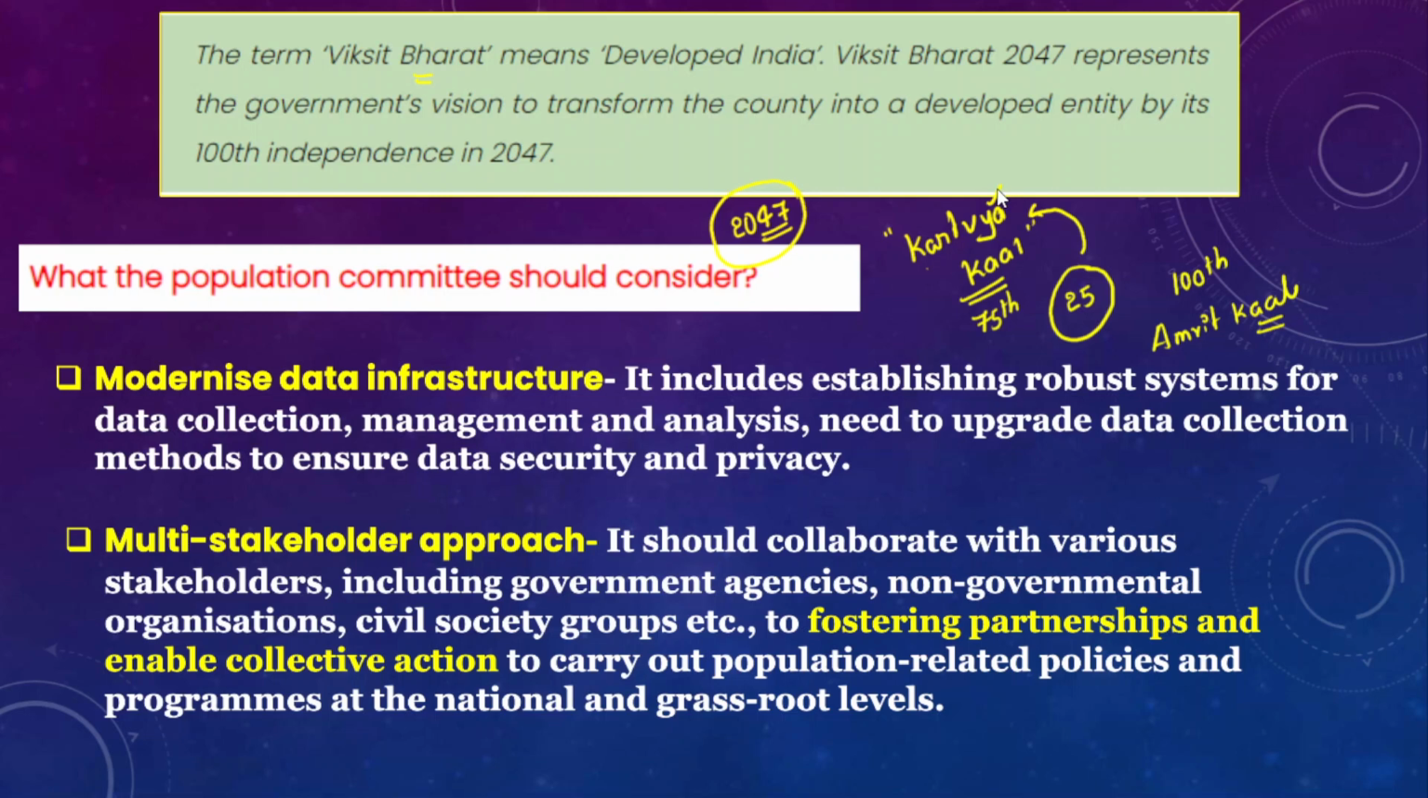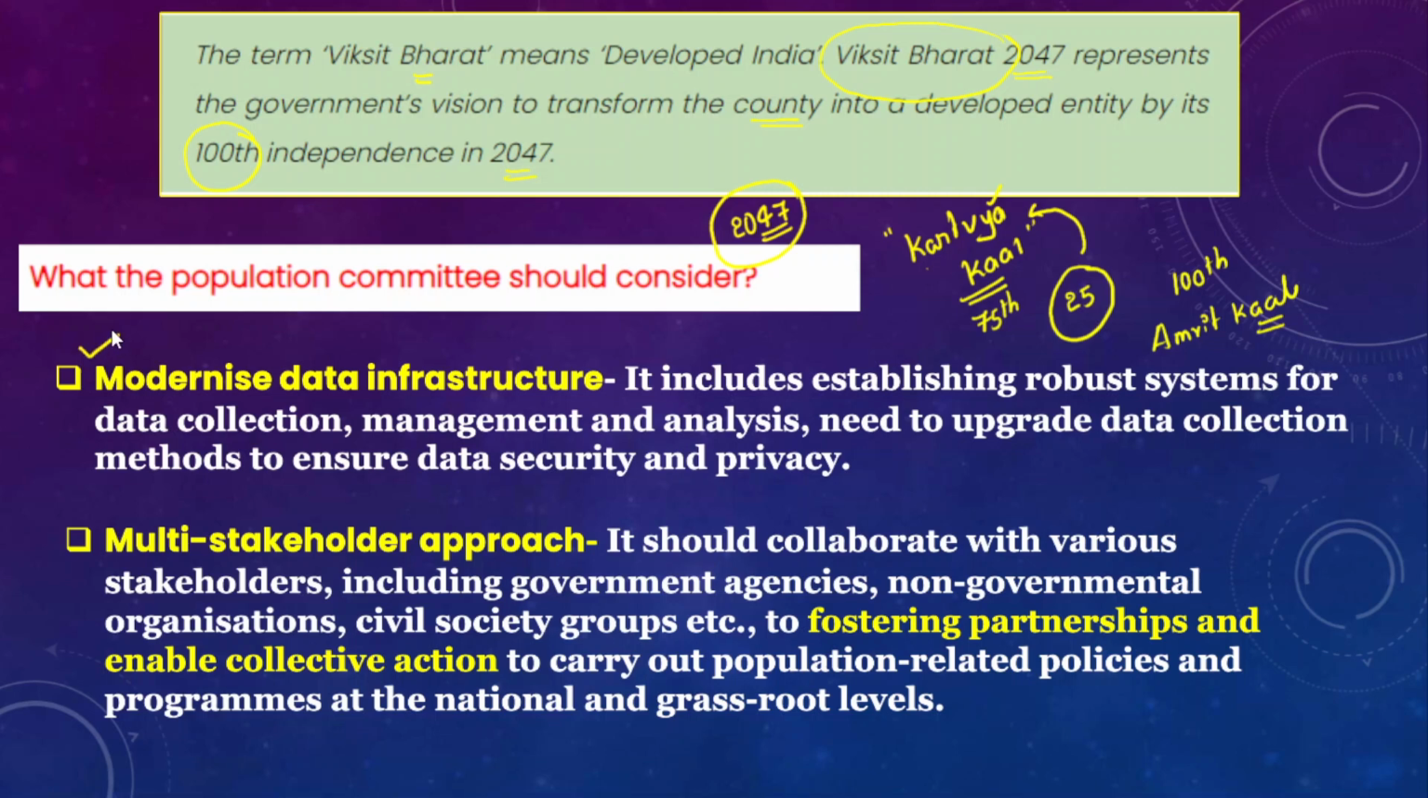So in this budget itself, India wanted to become a developed nation by the year 2047, and this is rightly called Viksit Bharat by 2047. So it represents the government's vision to transform the country into a developed entity by the 100th independence in 2047, because in 2047 we would celebrate the 100th anniversary of our independence. Now in this context, what should the population committee consider while studying various challenges?